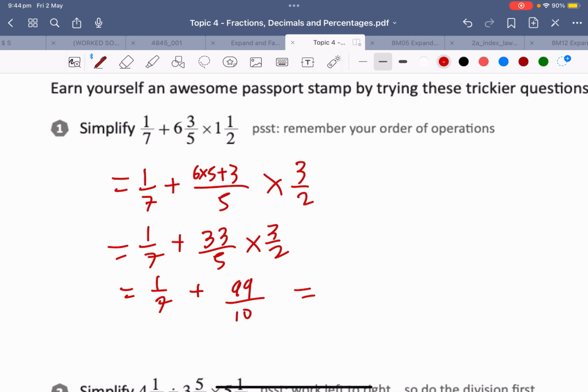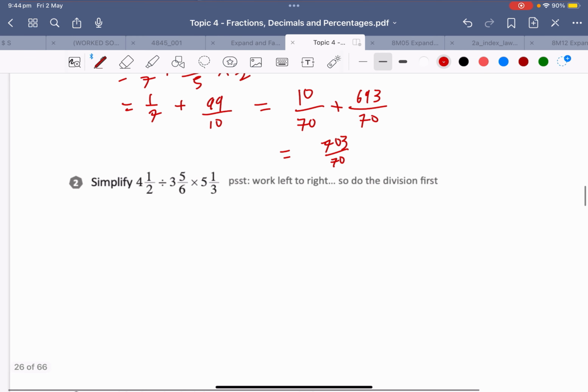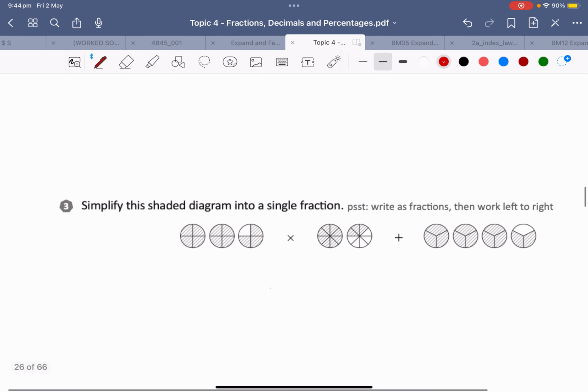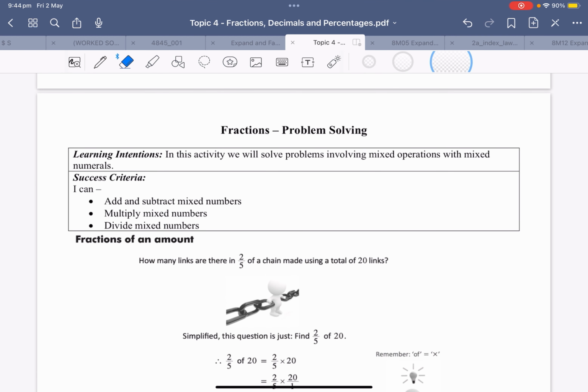So now I have 1 over 7 plus 99 over 10, which is the same as 10 over 70 plus 99 times 7, which is the same as 697, I think. Oh, 693 over 70. Okay, and then now I get 703 over 70. All good? Have a go at the next one. This is left to right. So division first.